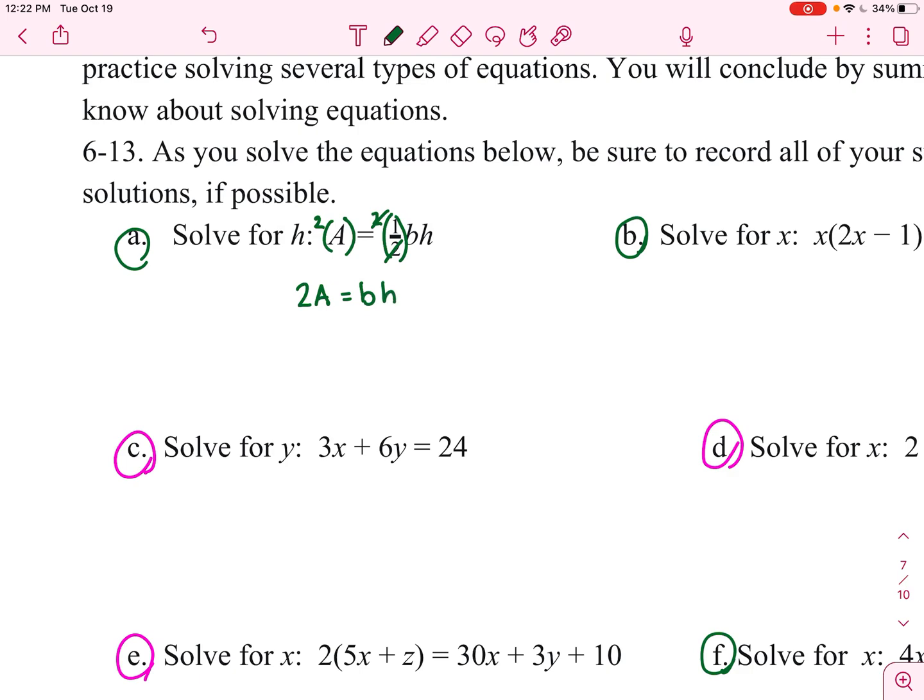And I'm solving for h, but h is being multiplied by b. So let's do the inverse and divide both sides by b. So now we get that 2a over b equals h. And we're finished.